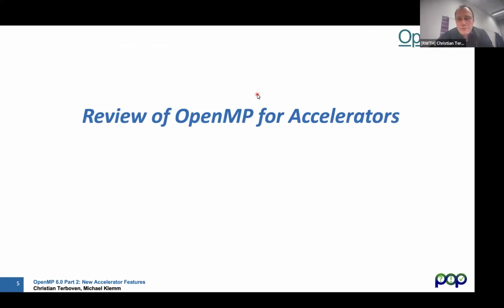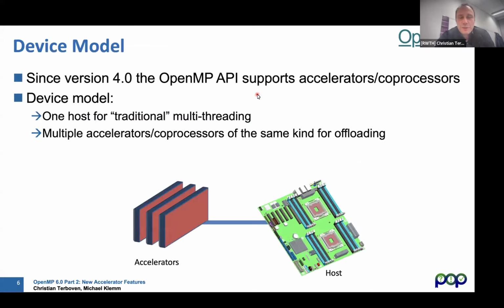Let's see, a review of OpenMP for accelerators. OpenMP version 4.0 in 2013 introduced the principal support for accelerators. Back then, coprocessors were still a thing. It continues to have the traditional model. That means the computation starts on the host with an initial thread joined by worker threads to form the team of threads and so forth.